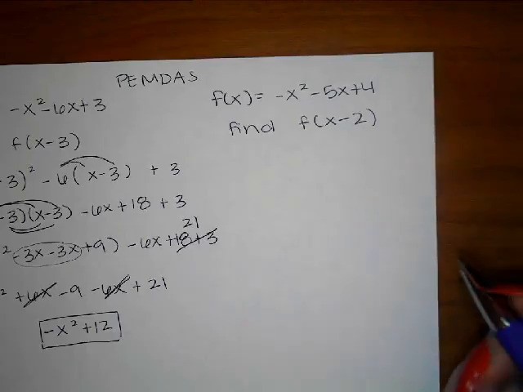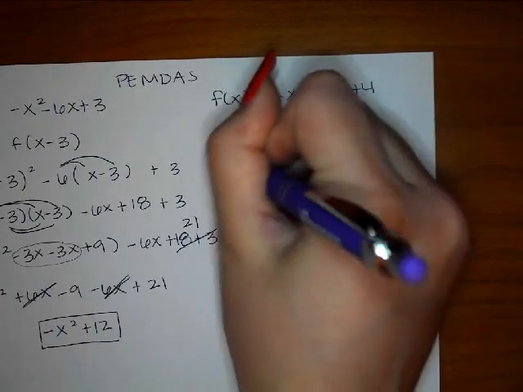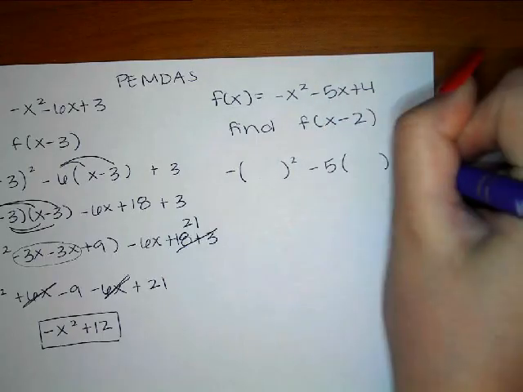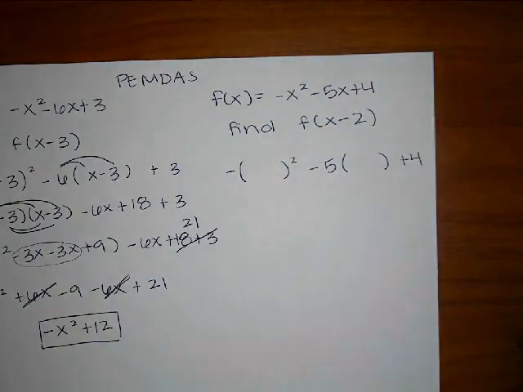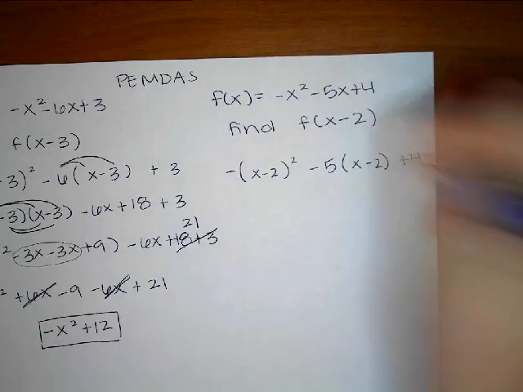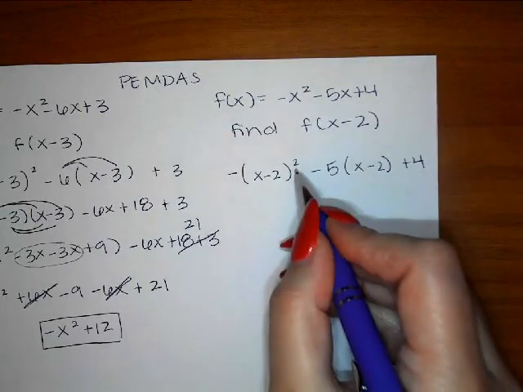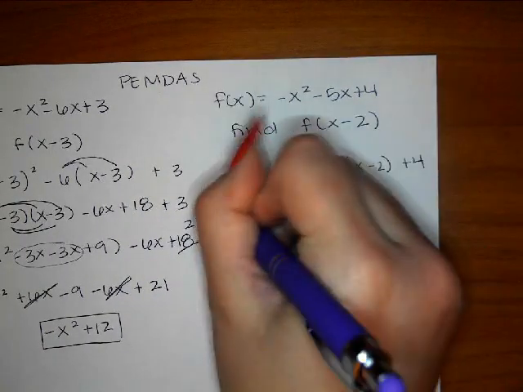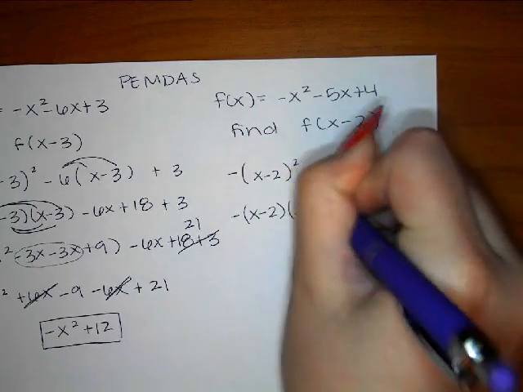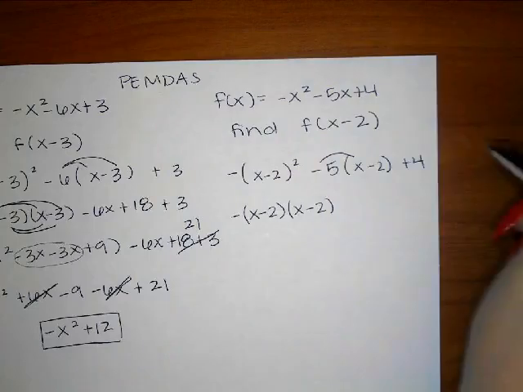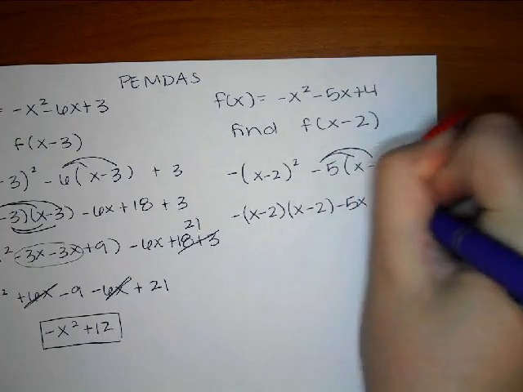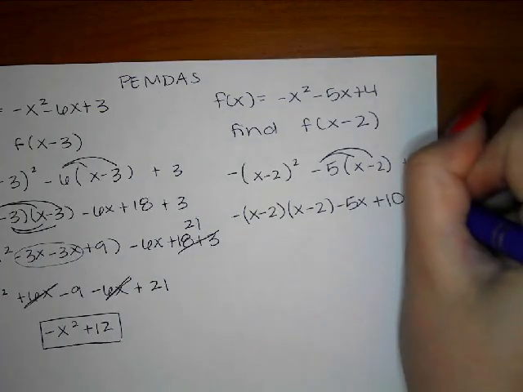If you had this question on the quiz, we're going to do it in the same way. So negative x squared minus 5x plus 4. And then I'm plugging in x minus 2 for the x. So here I'm going to make sure I do the exponent before I multiply out the negative. So I'm going to write x minus 2 twice. And then I have negative 5x plus 10 plus 4. That's a 4.